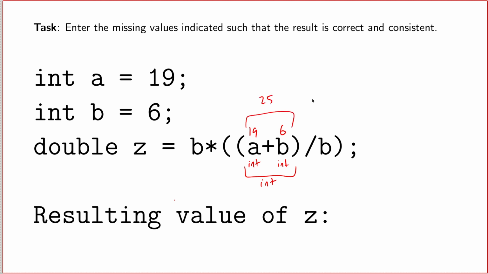And then the next thing we have to do is to divide that by the value of b, which is 6, which is an int. And of course, int divided by int is int. There it is. You're going to see something about integer division on an exam.